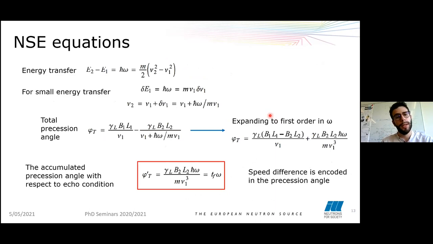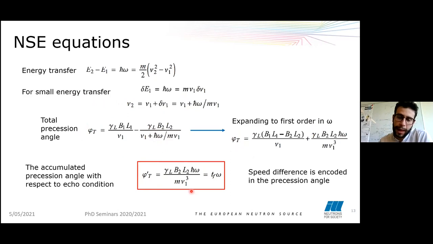Now, if we have an energy transfer, h bar omega, and we are in the quasi-elastic regime, so a small energy transfer, we can expand the velocity in this way, and with some math, we find the total precession angle, in which there is a component that takes into account the energy exchange. Expanding this to first order in omega, you find the total angle in which we have an accumulated precession angle with respect to the echo condition.